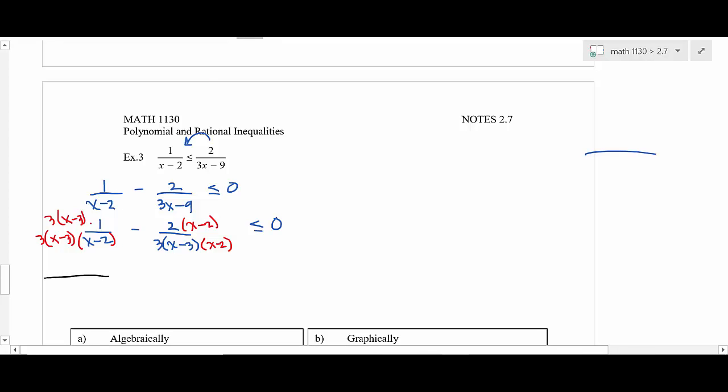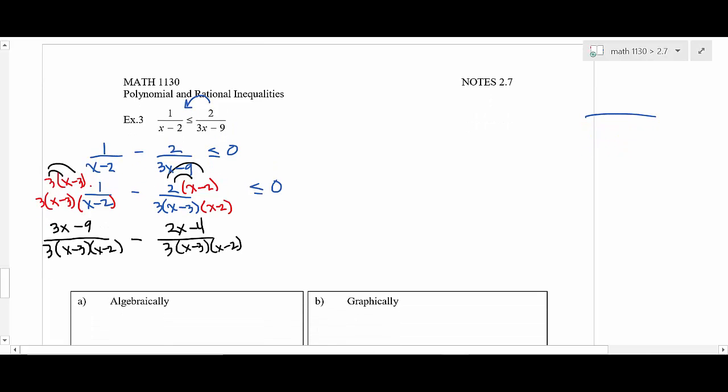So this part right here, I'm going to multiply that out, so that's going to be 3x minus 9 there. That's going to be 3 times x minus 3, x minus 2 there. Okay, bring your minus sign down. Then multiply this out, so that's going to be 2x minus 4, and then all over 3 times x minus 3, x minus 2 like that. Okay, you guys see what I'm doing? You have to put this together before you can make a sign chart and analyze this.